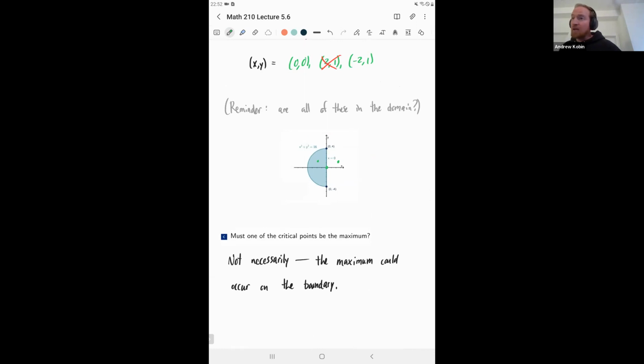They might both be saddle points, and then we'd have to go look at the boundary. They could just be local max, and then the boundary could still have larger heights. But in any case, the maximum could occur somewhere other than the critical points, just like maxima in single variable calculus can happen at endpoints, even if we have critical points within the interval.